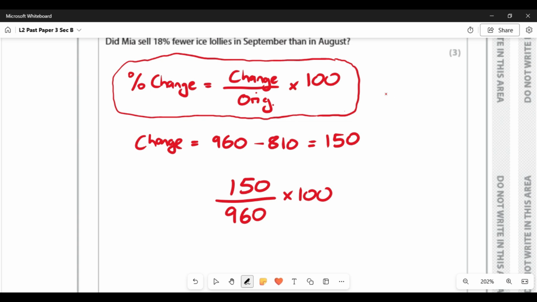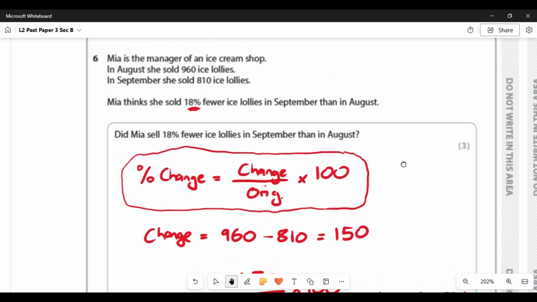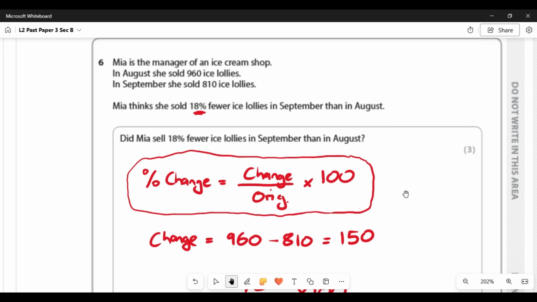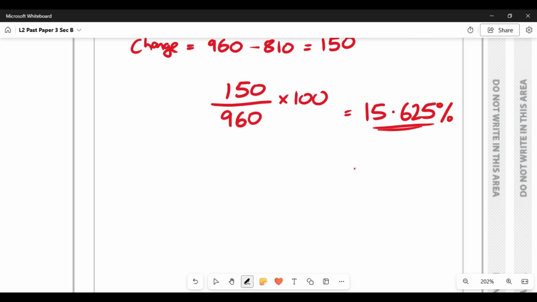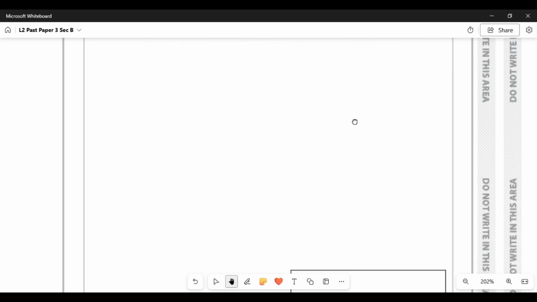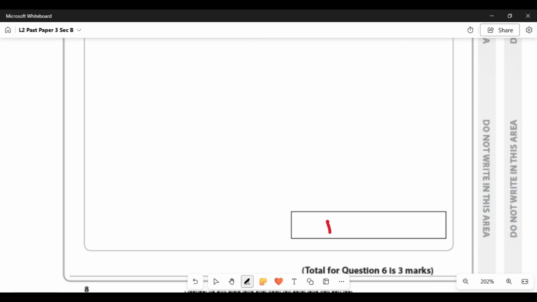So on my calculator, I get 15.625, and that's going to be in percent, even though it doesn't say on your calculator. We know our answer is as a percentage. So it's actually 15 and a bit percent fewer, actually. That's how much it's decreased by. So now we can compare that with the 18%. So she thinks she sold 18% fewer, and obviously it's not, it's actually 15% fewer. So that's a no.